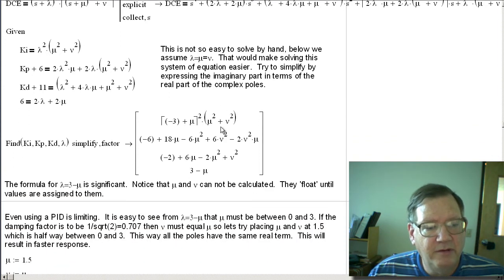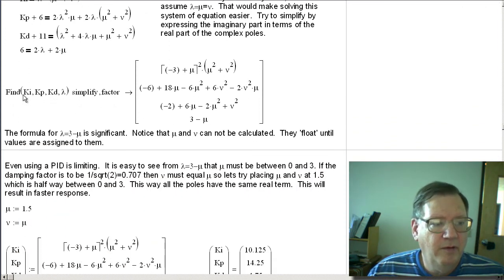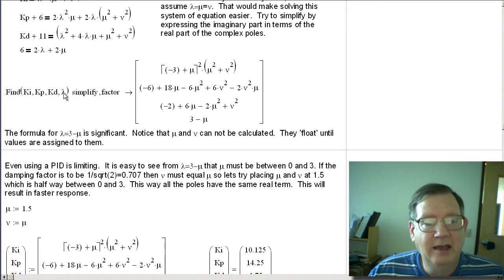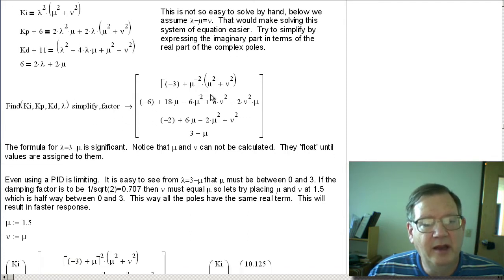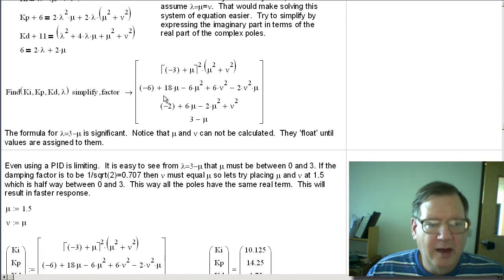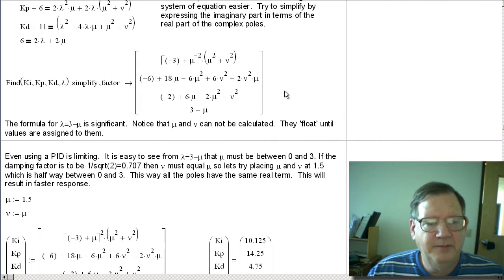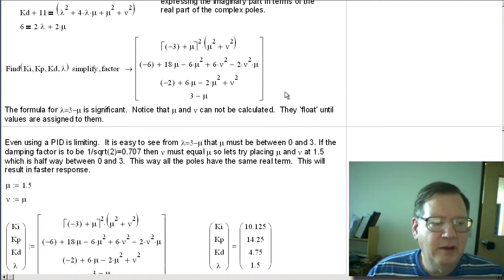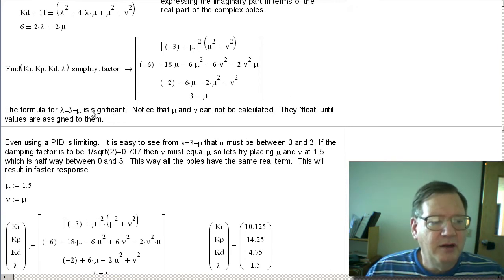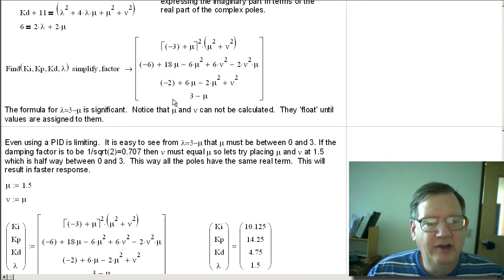When we solve for ki, kp, kd, and lambda, remember we got 4 equations, so we have to have 4 unknowns. So we make lambda an unknown. This is the solution that we get. Now, this is going to be a little bit more difficult to solve by hand, so you probably want to use a computer algebra system for this. The significant part is that lambda is equal to 3 minus mu. And this is very limiting.